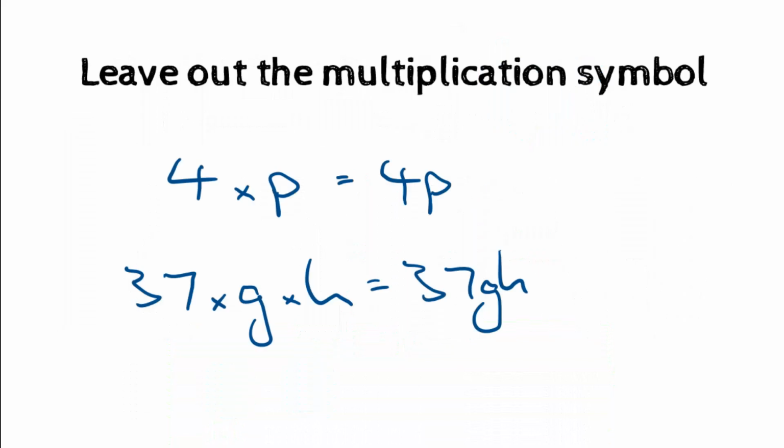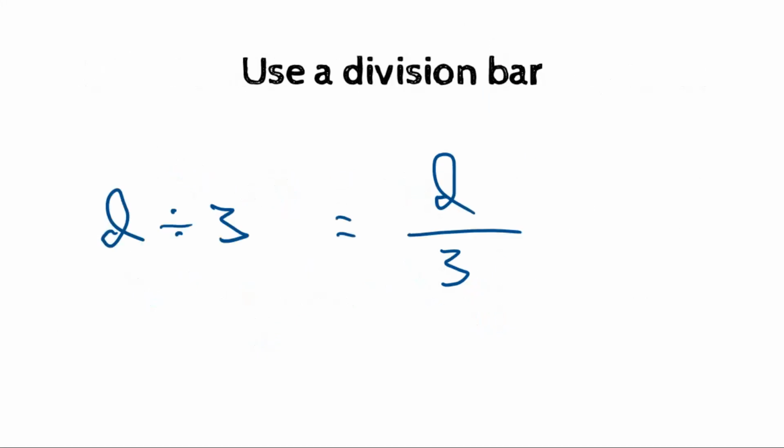The multiplication symbol is left out. So 4 times p, we just write 4p. 37 times g times h just becomes 37gh. The division symbol is replaced by a division bar called a vinculum. So d divided by 3, we write as d over 3.